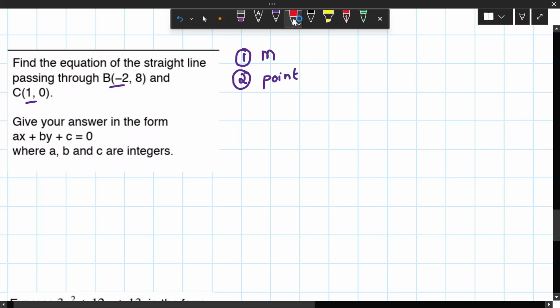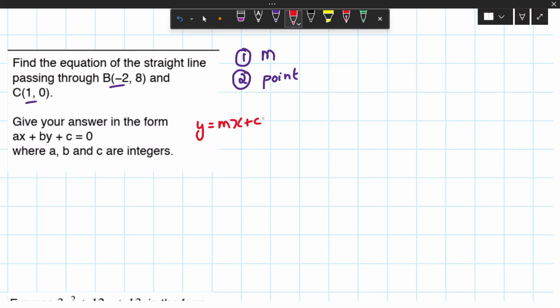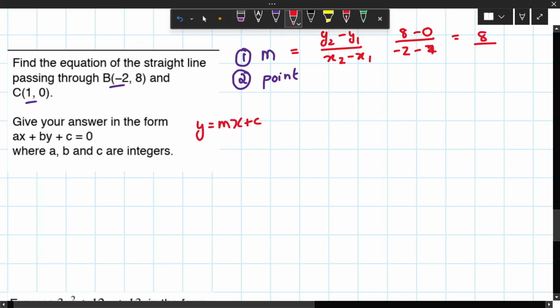We know the answer that we're going to work towards is going to be y equals mx plus c. m could be found out by y2 minus y1 over x2 minus x1. In other questions, you can either use parallel, perpendicular conditions as well. Here, we're going to do y2 minus y1, so that's 8 minus 0 over x2 minus x1, which would be minus 2 minus 1. So I've got 8 over, sorry, this should be a minus 1. So I've got 8 over minus 3.